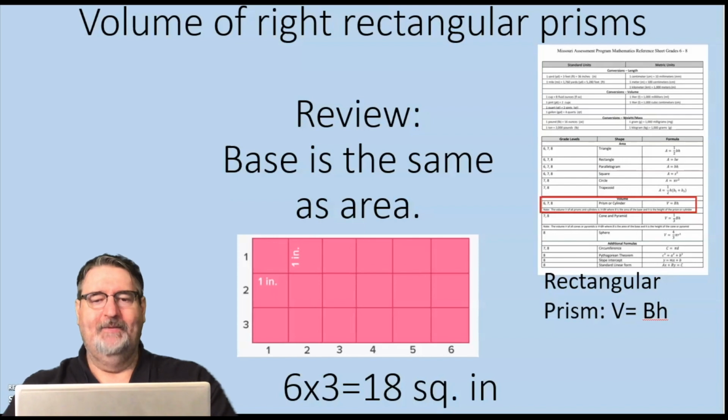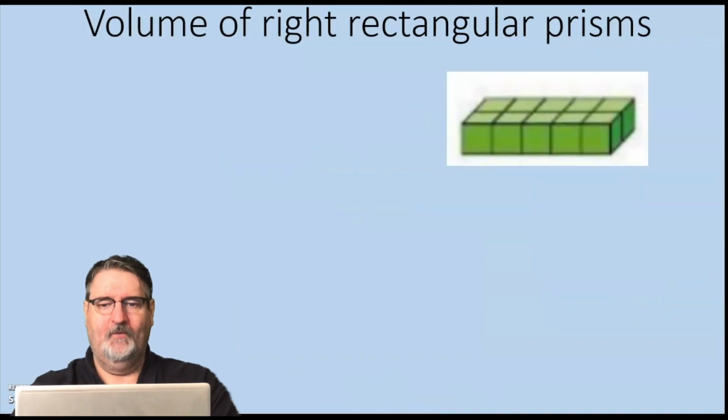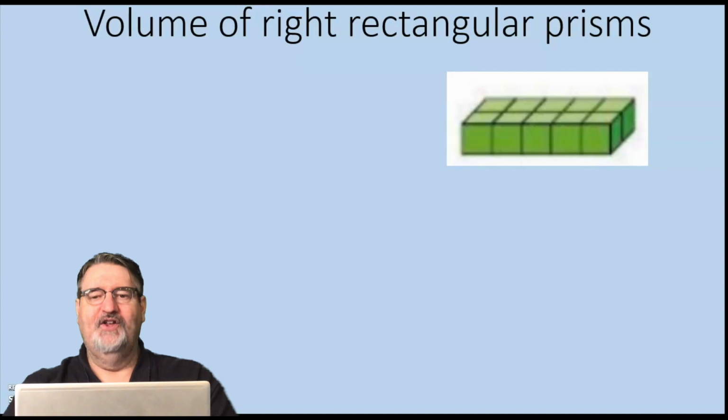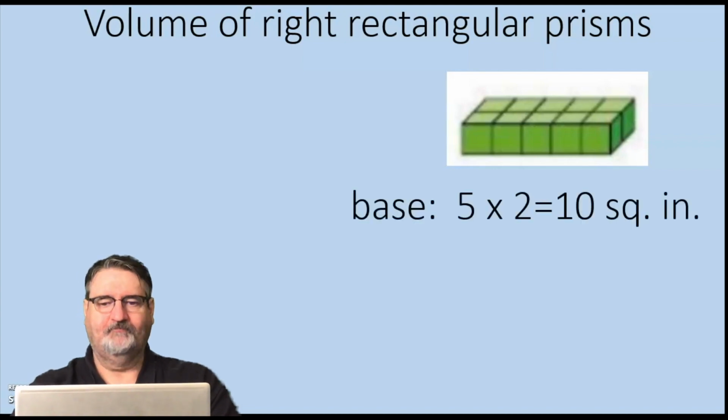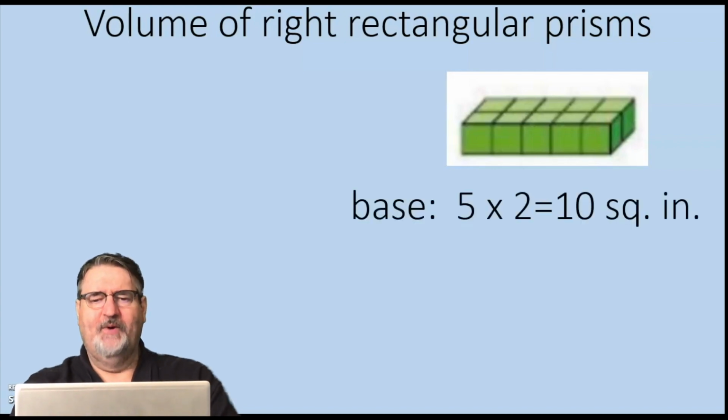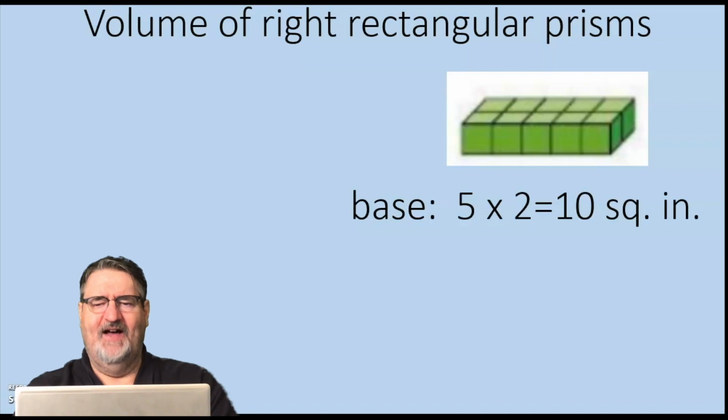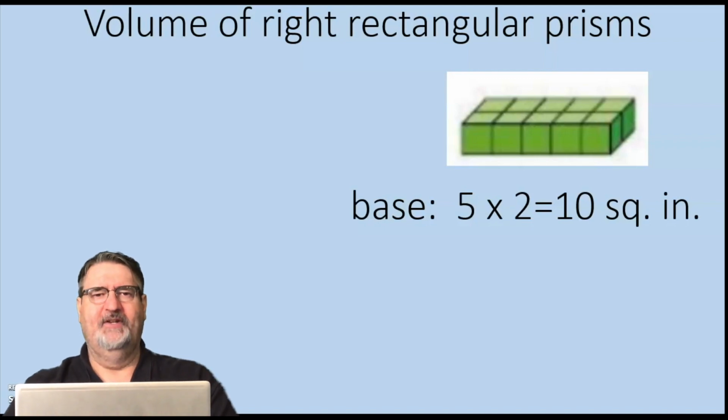All right, let's take a look at this as a review. Base is the same as area. On this we have 6 times 3 equals 18 square inches. To find the volume of rectangular prisms, we have this one right here that shows that the base is 5 times 2, which equals 10 square inches. At this point I'm calling it square inches because we're only talking about one level. We haven't had any height yet, so it's still square inches.